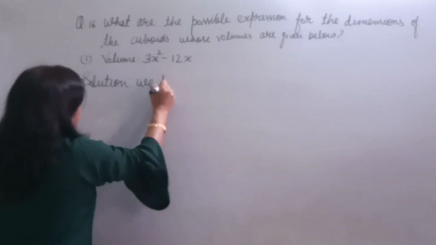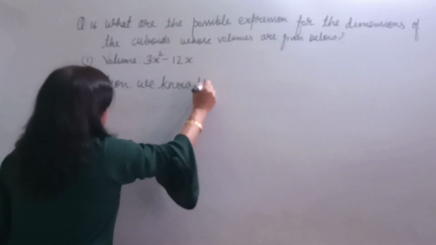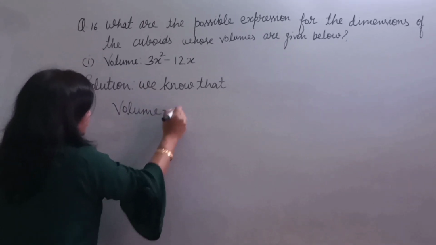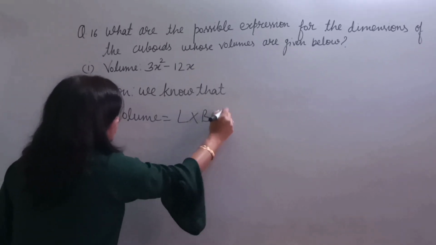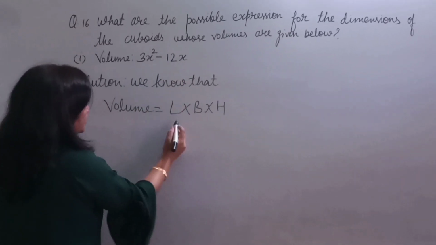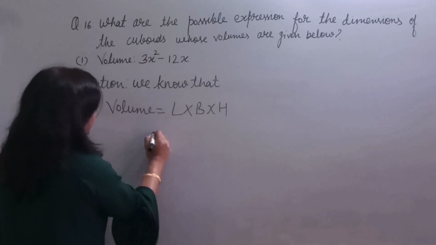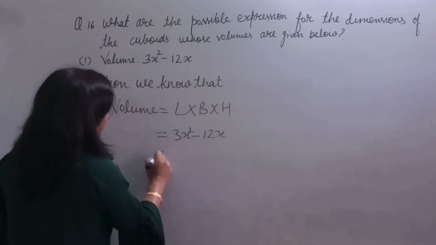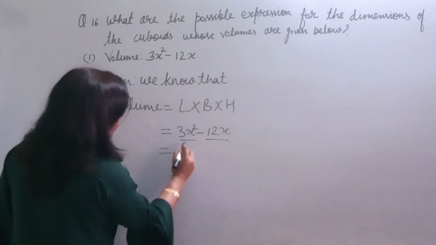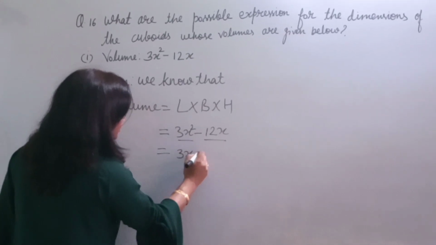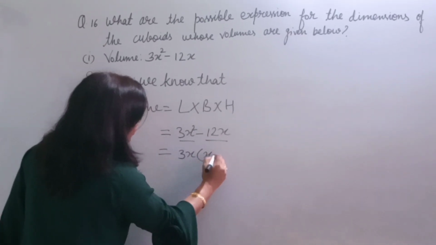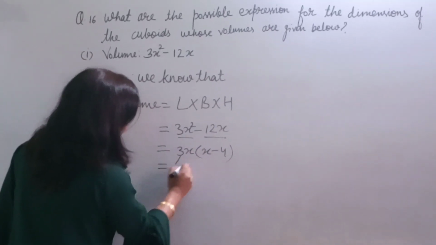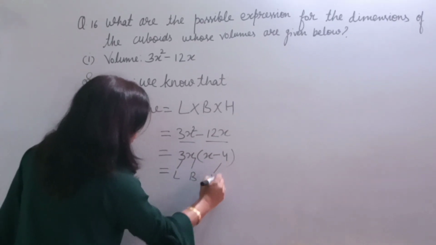We know that volume is equal to length into breadth into height. So first we have to convert this expression into the form of length into breadth into height. So 3x square minus 12x. Now we will take common from this. So here we can take 3x, then x minus 4 will remain. Now this is length, this is breadth, and this is height.